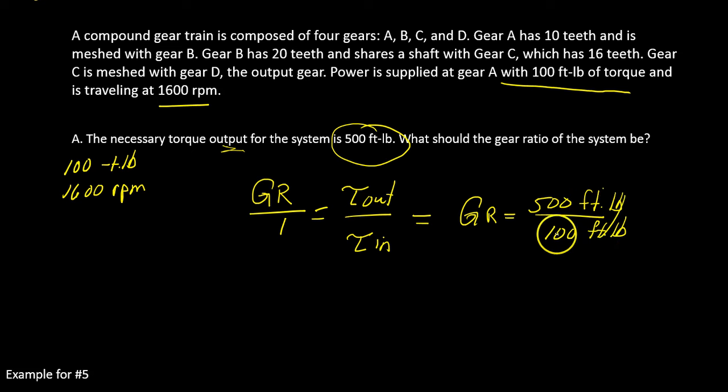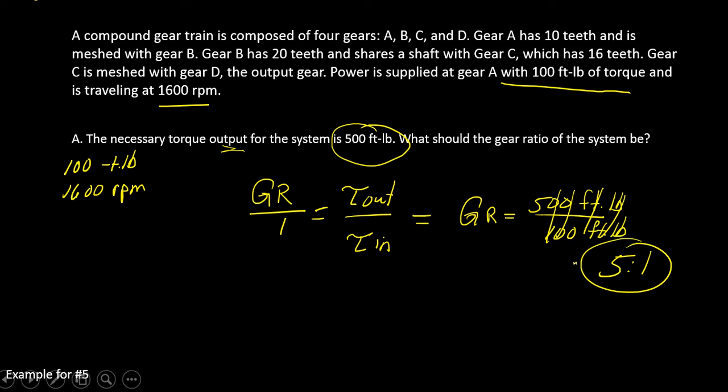Well, let's just cancel some of this stuff out, and we have a gear ratio of 5 to 1. So that would be your answer for this problem, actually number 6, I believe it is in your activity. So torque out divided by torque in. We know what the torque out is supposed to be, 500 foot-pounds. We know what the torque in is from gear A, 100 foot-pounds. That 1 doesn't cross out, by the way. That's an accident. All right, so you cross that out, you have a gear ratio of 5 to 1 when you work through the problem.